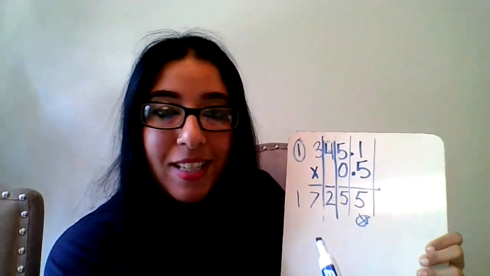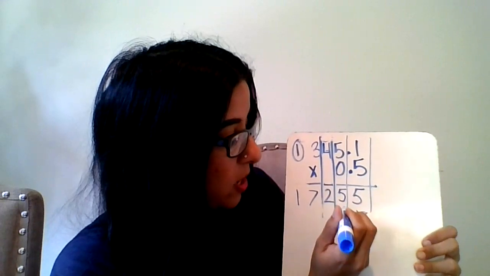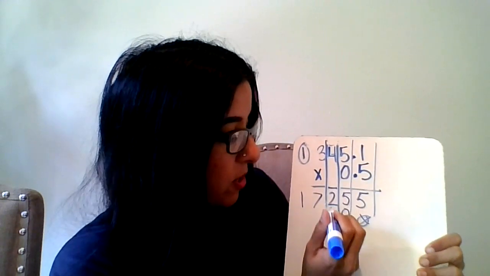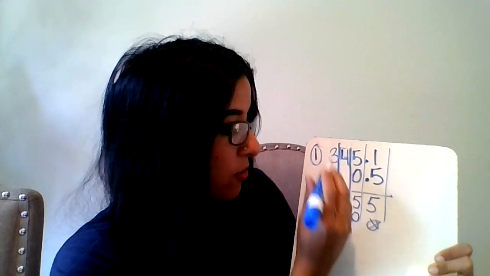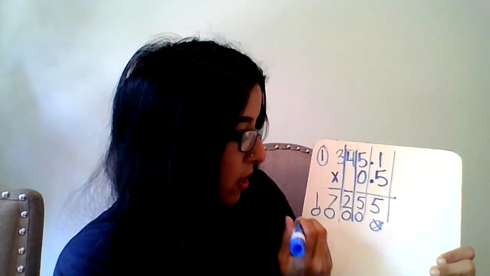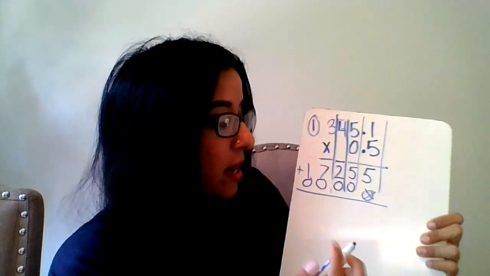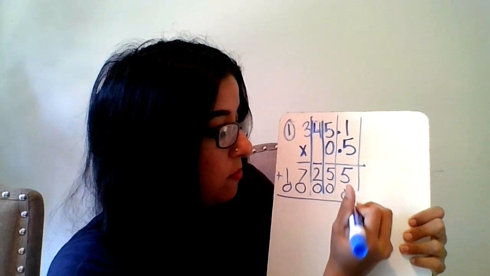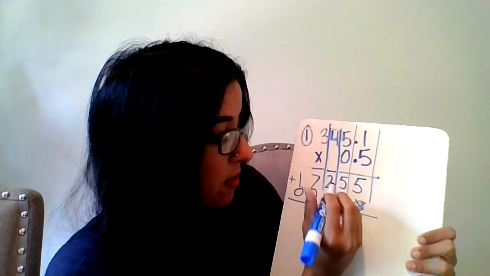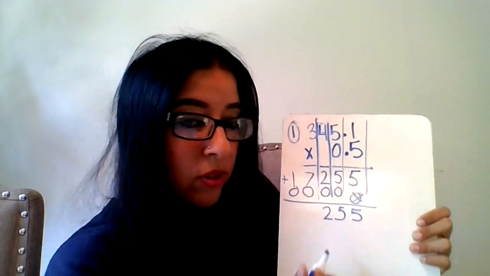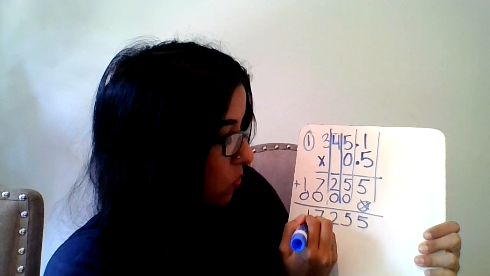Then this one's pretty easy because the next number is just a 0. So we're going to go 0 times 1 is 0, 0 times 5 is 0, 0 times 4 is 0, and then 0 times 3 is that same 0, all the way across. Now from here, as you know, we add up these numbers staying within our columns. 5 plus 0 is 5, 5 plus 0 is 5, 2 plus 0 is 2, 7 plus 0 is 7, and 1 plus 0 is 1.